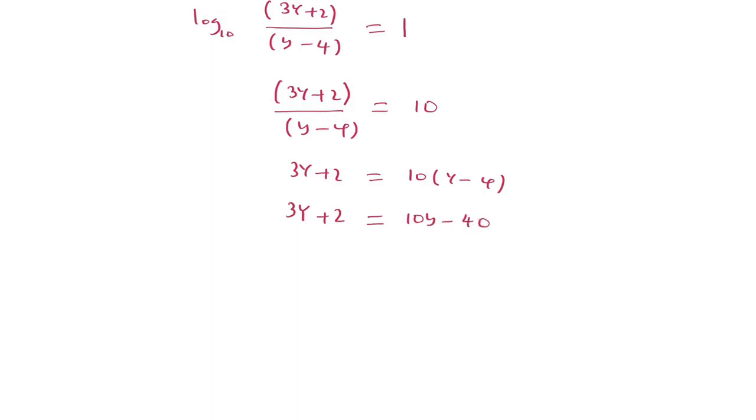So next, let us combine the like terms. Our equation is going to be 10y minus 3y equals to 40 plus 2. Let us solve this. Our equation is going to be 7y equals to 42. Now let us divide by 7 both sides. Then our expression is going to be y equals to 6. And this is going to be our answer.